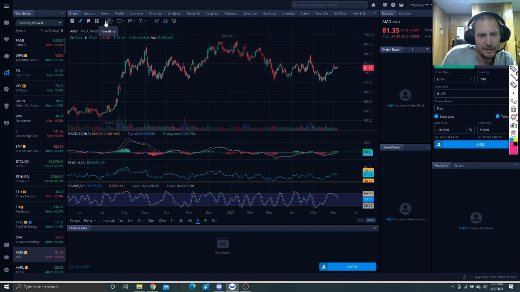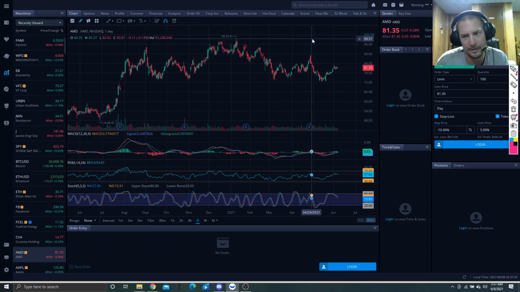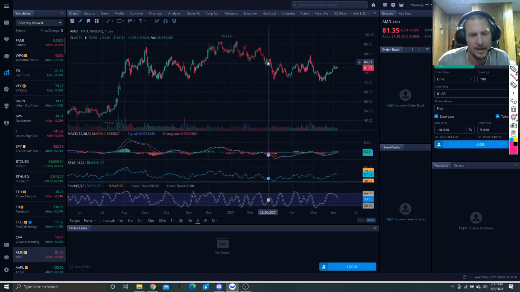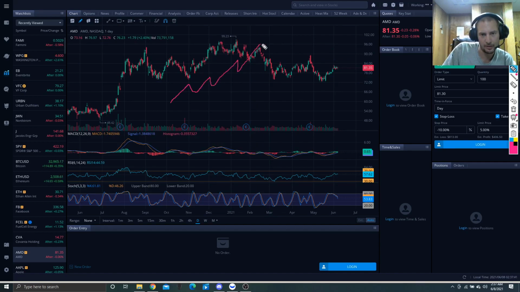So today we're going to be talking about divergences. What is a divergence? A divergence is basically when your price is showing one thing, but your indicators are showing the other thing. And it can show signs of either an uptrend weakening and losing steam before it goes down, or it can show signs of a downtrend, same story, weakening and losing steam before it goes up.